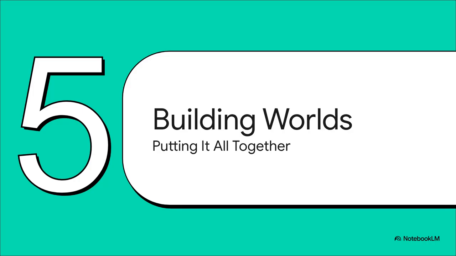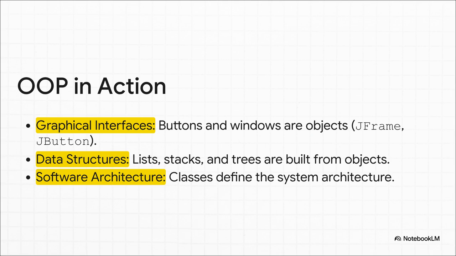Okay, so we've got our blueprints, we've got our objects, we've got inheritance, and we've got polymorphism. Let's put it all together now and see how these concepts actually build the digital world that's all around us. The truth is, object-oriented programming is literally everywhere. In a graphical user interface, that button you click on, that's an object. In a game, your character, the enemies, the items, yep, they're all objects. Even the really abstract data structures that organize all the information behind the scenes, like lists and trees, they're all built from these little interacting objects. It is the dominant way we build complex software today.